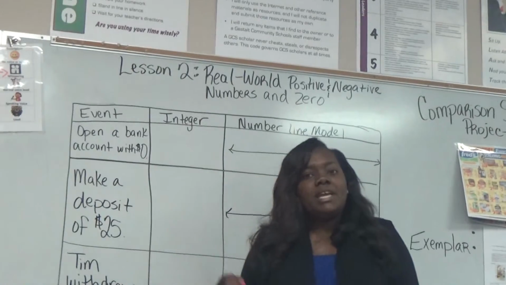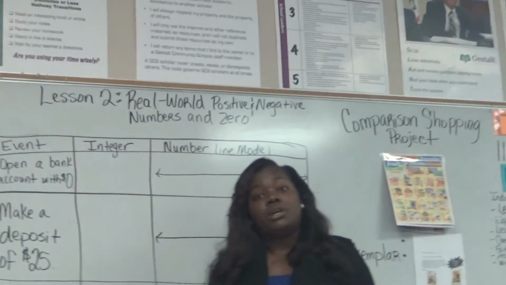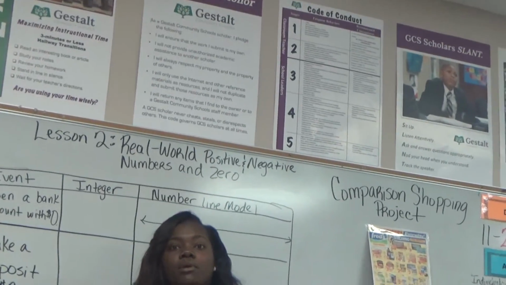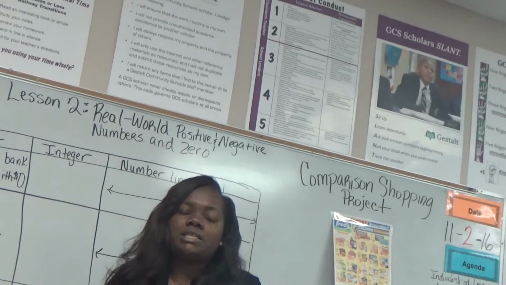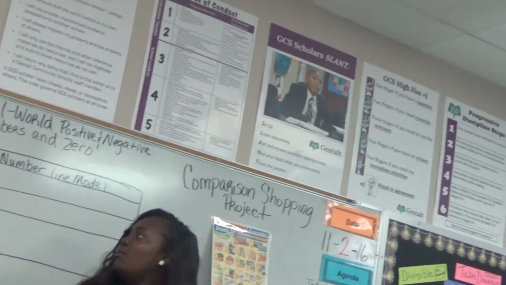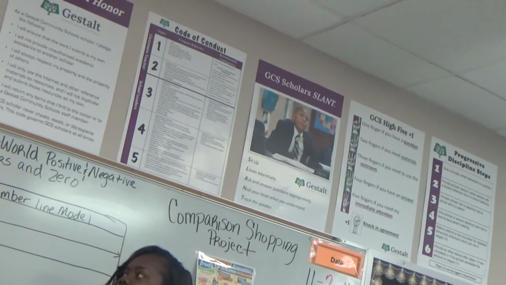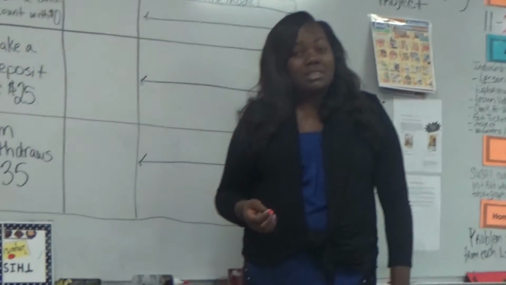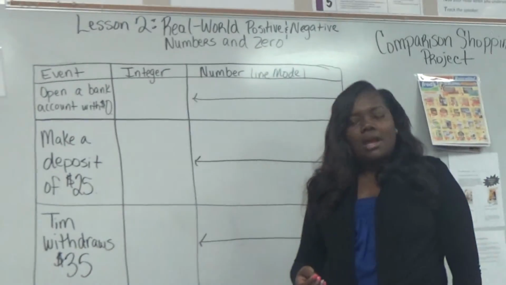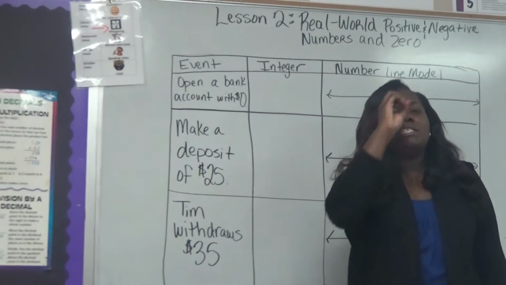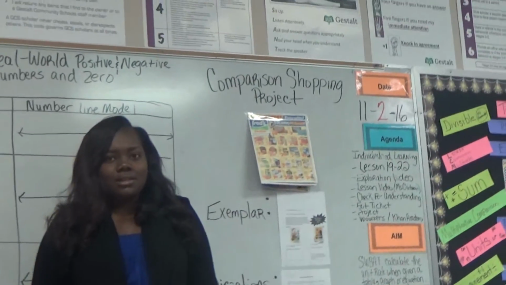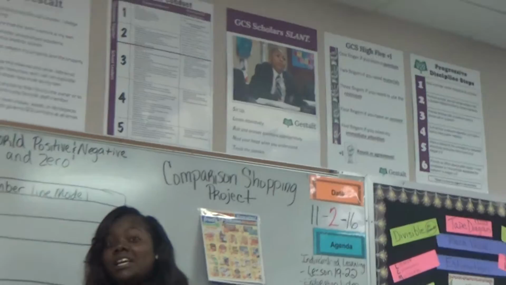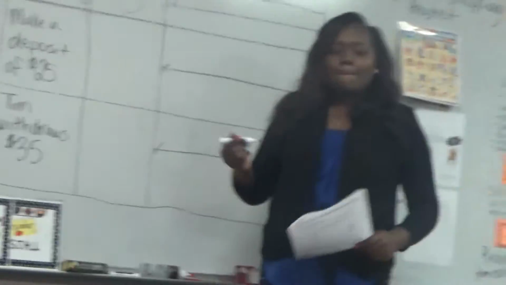Okay? What type of integer, and remember an integer is a positive or negative whole number. It's a whole number and its opposite. So what type of integer will this situation represent if I open a bank account with $0? It's going to be 0. I opened the bank account with $0, so it's represented with the integer 0 because this means that I have no money.